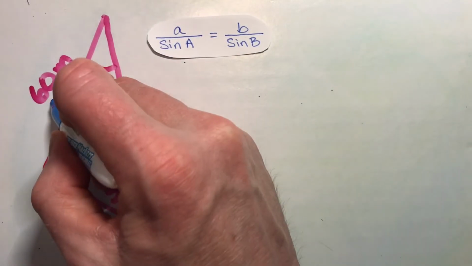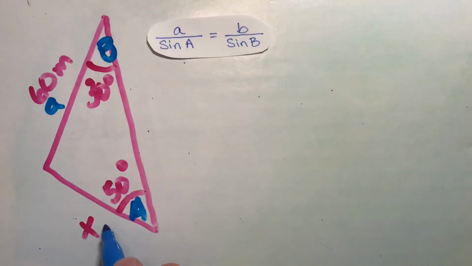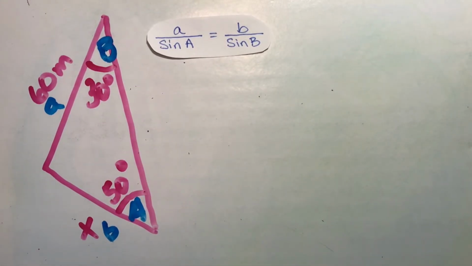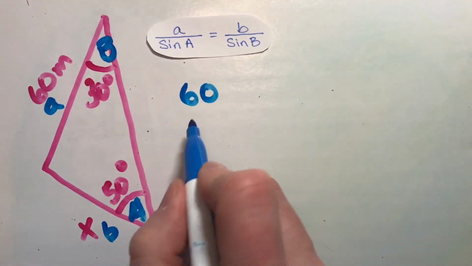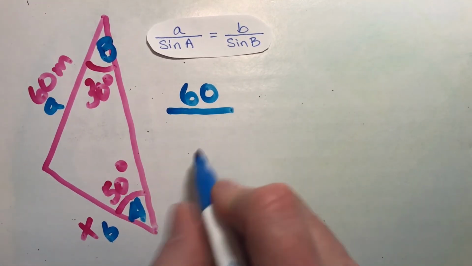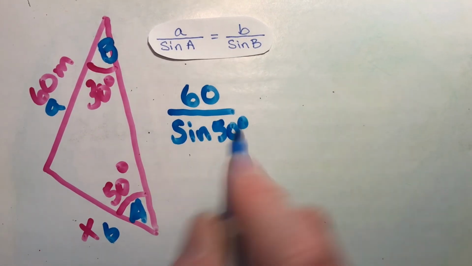Let's always start by labeling our diagram, angle A and side A, opposites to each other, angle B and side B, which is my unknown side, also opposites to each other. So let's fill in our equation. Side A is 60 meters in length, and the angle that it goes with, the one that's opposite to it, is the sine of 50 degrees.